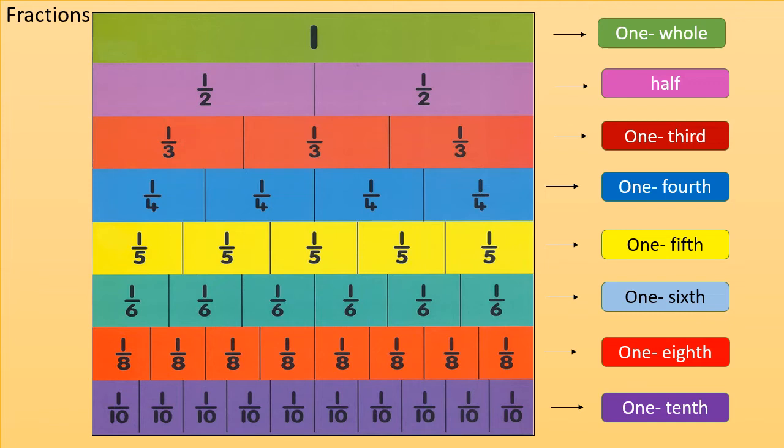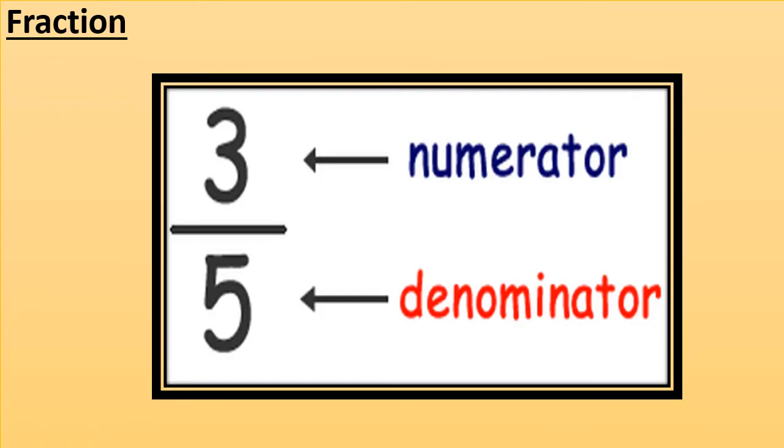Next to that, the rectangle is divided into 8 equal parts. Each part represents 1 by 8, that is one part out of 8 equal parts, we call it 1/8. And next to that, the rectangle is divided into 10 equal parts. Each part represents 1 by 10, one part out of 10 and we call it 1/10. Now look at the given picture. In a fraction, the upper part is called numerator and the lower part is called denominator. So here 3 is numerator and 5 is denominator.